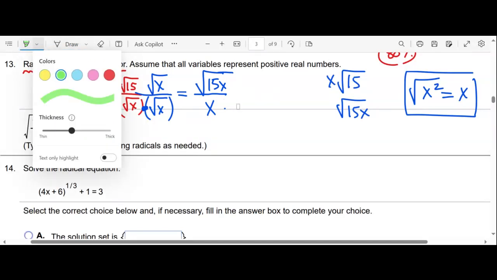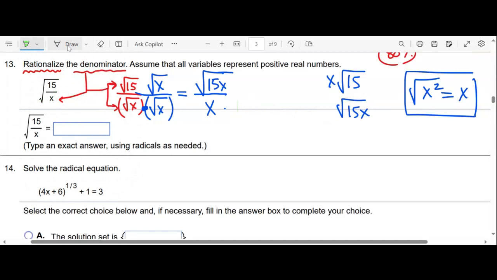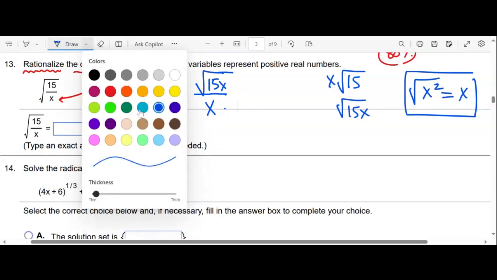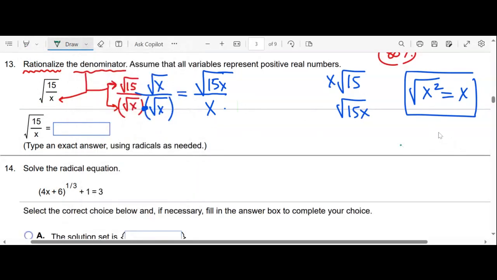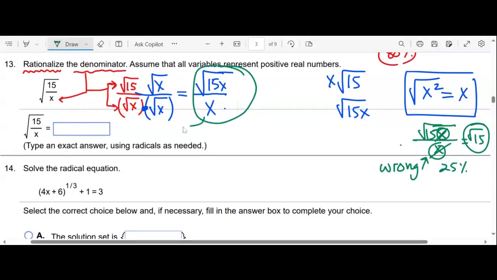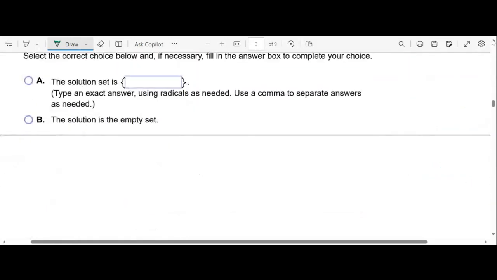Now, 25% of the students say, I will cancel. If you have square root of 15x over x, they say I cancel x with x, and the answer is square root of 15. Are you among those 25% of the students? If you put this answer, that's wrong, right? Don't do that. So this is your final answer. Where do you put the answer? In the box. So don't do this because this is wrong, okay?